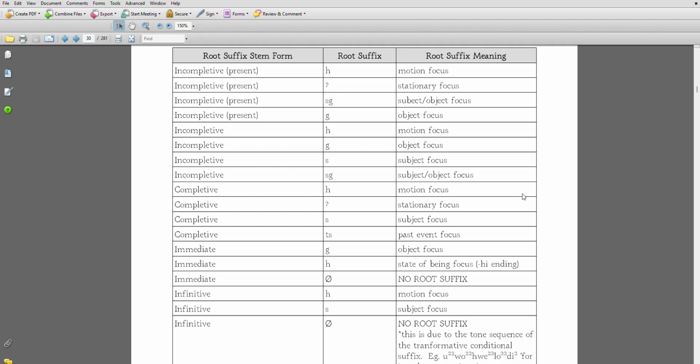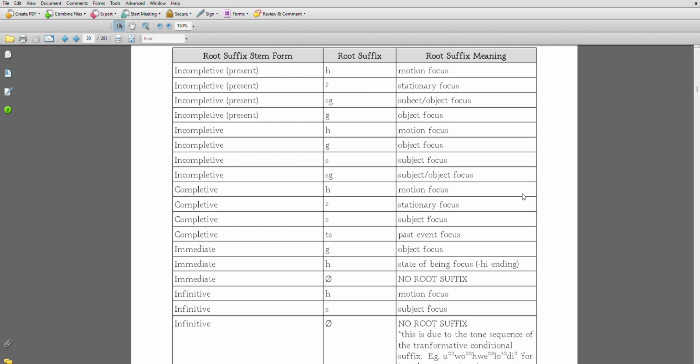G, again, is object focus. H is state of being focus with an HI ending. And nothing at all means that this verb doesn't have a root suffix. The reason for that is because in the command form, a root suffix which characterizes the root isn't possible on a command because you can't characterize something that isn't truly happening.